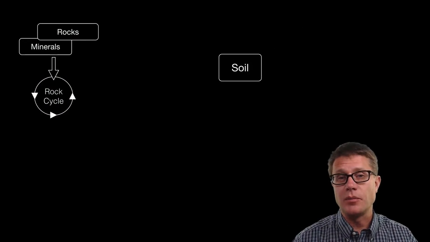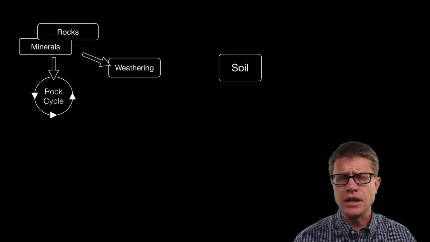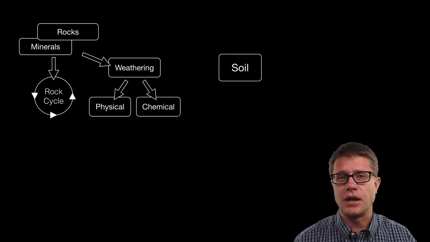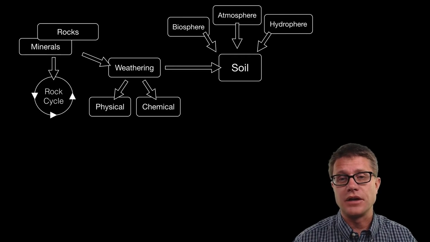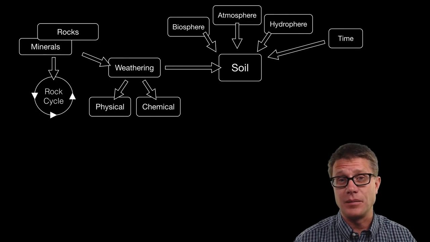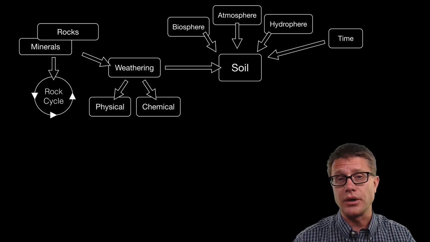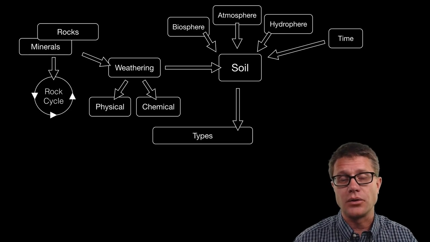And so rocks, remember, are made of minerals, which are recycled on our planet using the rock cycle. They can undergo weathering, both physical and chemical, and that produces the particles in the soil. It makes up about half of the soil. We also have the biosphere contributing life. We have the atmosphere and the hydrosphere, and also a lot of time. And so all of these contribute to soil. We're going to have lots of different types of soil on our planet.